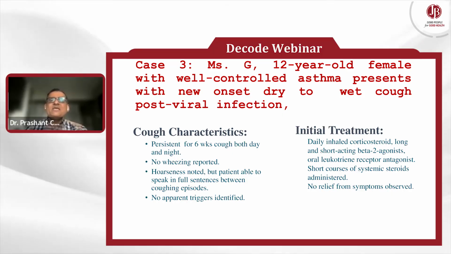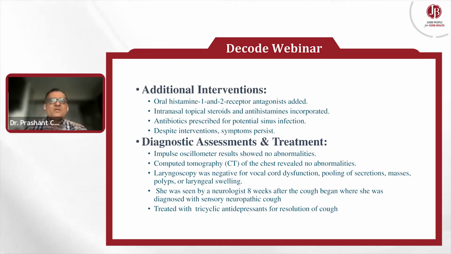She has been treated with inhaled corticosteroids, beta-2 agonist bronchodilators, and the oral leukotriene receptor antagonist montelukast. She received short courses of prednisolone as well. She's also received oral antihistaminics. She's received intranasal topical steroids, which are used for upper airway cough syndrome, and antihistaminics. Antibiotics have been prescribed for potential sinus infection. And despite all this, post the viral infection, the symptoms are persistent.